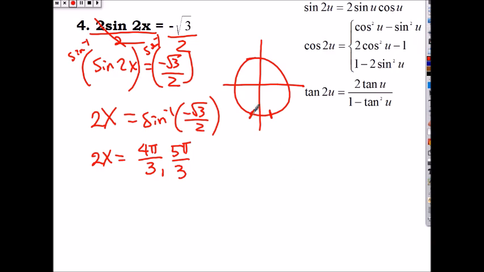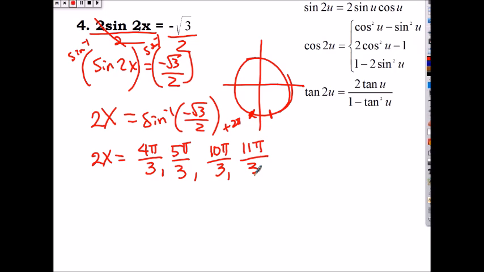So from here, I'm going to just go around another 2 pi. So when you add 2 pi, that's 6 pi over 3 with common denominator of 3. So that's 10 pi over 3. And 6 pi over 3 added to 5 pi over 3 again is 11 pi over 3.